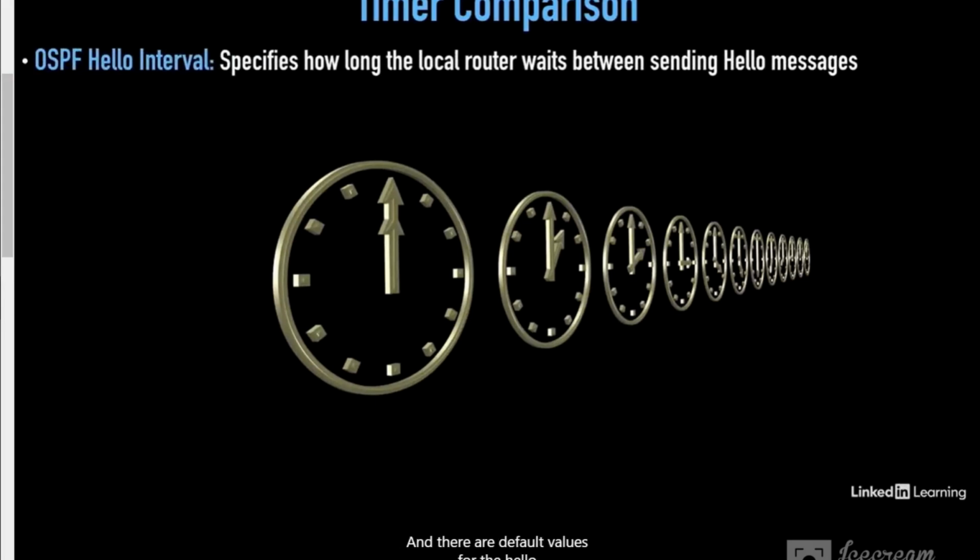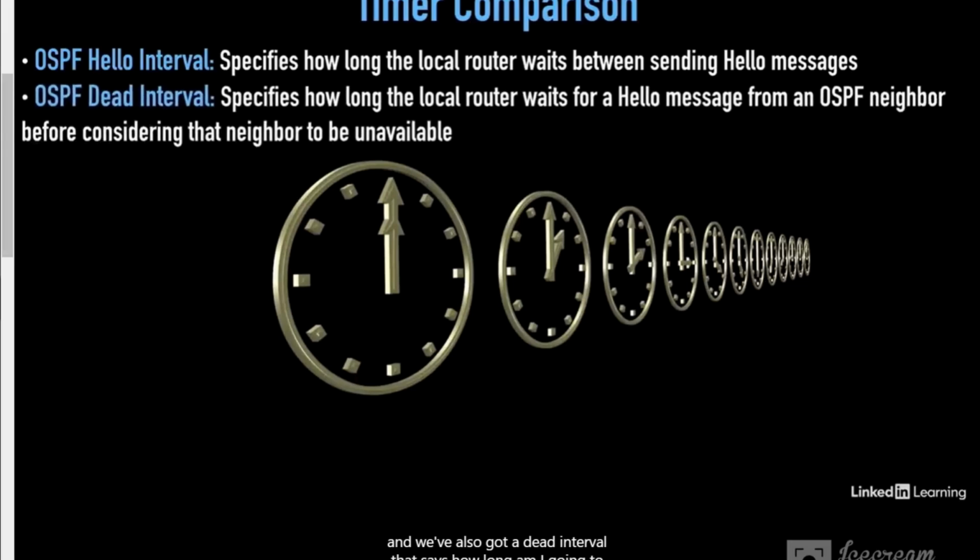And there are default values for the hello depending on what kind of network we're on, and we can certainly set that. But I want you to know about the hello interval. That says how long we as a router are going to wait before we send another hello message to our neighbor. So we have a hello interval, and we've also got a dead interval. That says, how long am I going to wait to hear a hello from my neighbor before I consider that neighbor to be no longer available?